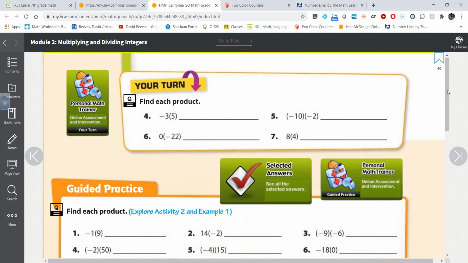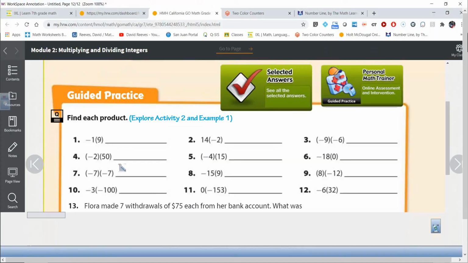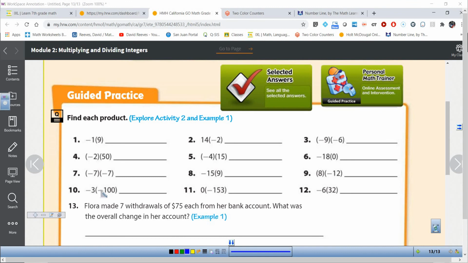All right, so you see how easy this is? As long as you know how to multiply, you just really have to know those sign rules, and they're really not that complicated, are they? I know that 3 times 100 is 300, and I now know that a negative times a negative is a positive. I know that 4 times 15 is 60, and I know that a negative times a positive is a negative. All right, and then some word problems, and then we're done.